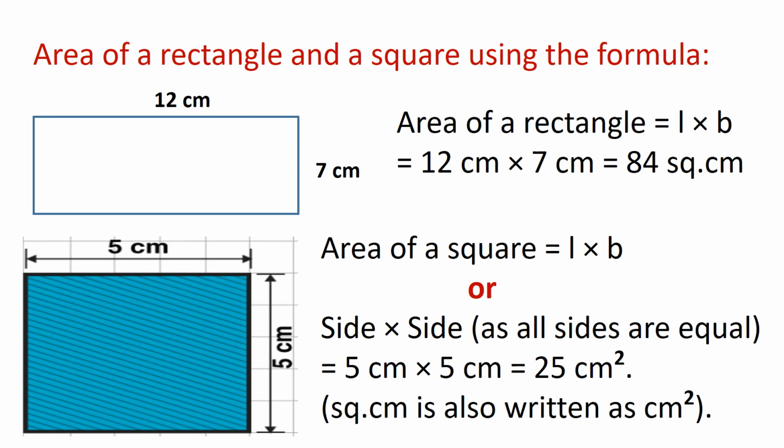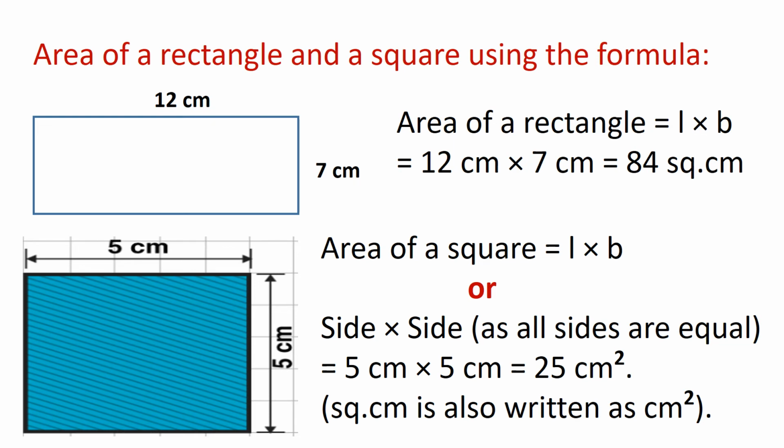Let us calculate the area of a rectangle and a square using the formula. You can see a rectangle having a length of 12 centimeter and a breadth of 7 centimeter. The formula to find the area of a rectangle is length into breadth. So here it is 12 centimeter into 7 centimeter, which is equal to 84 square centimeter.